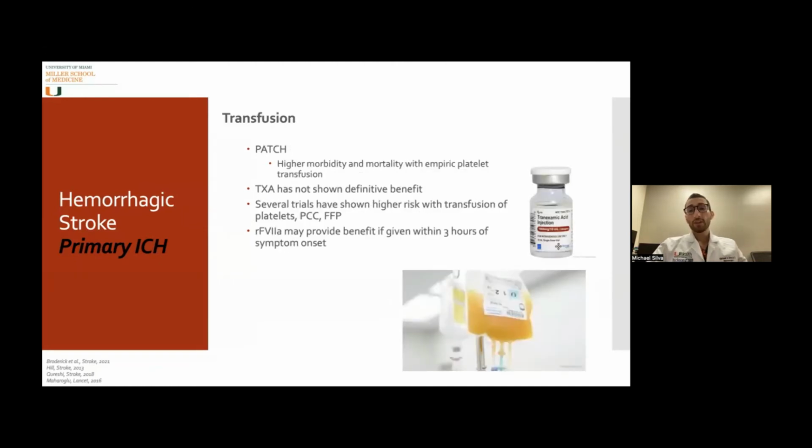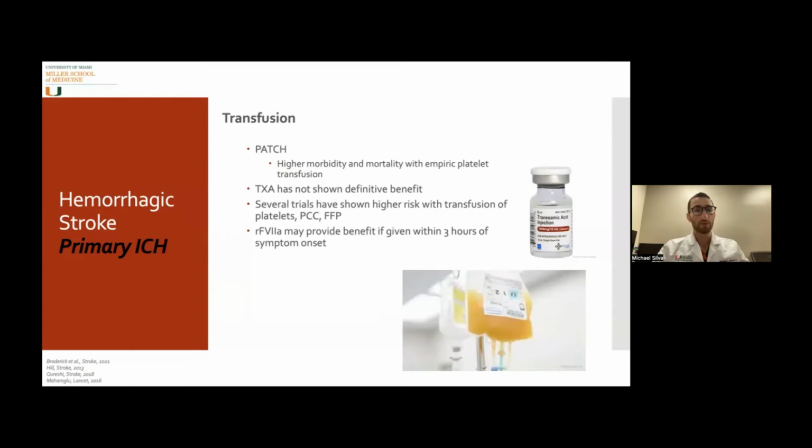Looking at a little bit of transfusion, some people have proposed that empiric transfusion of things like platelets or TXA or other blood products may help these patients, but it turns out really not much data is there to support it. In fact, the PATCH trial showed that there's higher morbidity and mortality with empiric platelet transfusion, so that is not routinely done. TXA similarly has not shown any significant benefit for these patients.